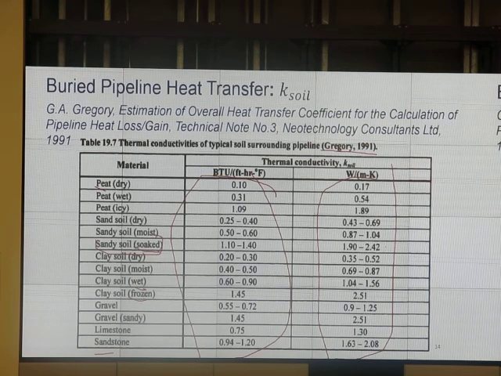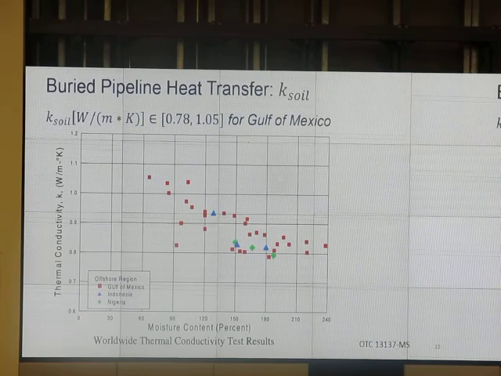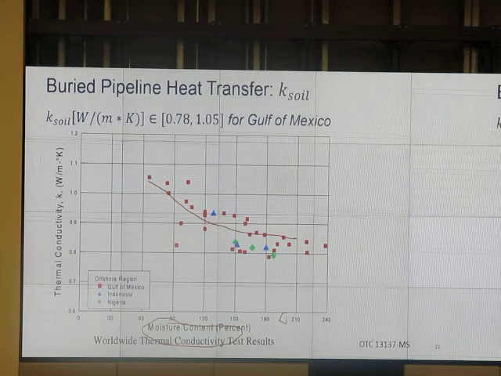Okay. So it depends on what type of soil. This is a soil around the pipeline. But what if it is a soil in the subsea? So I have to ask myself where I am at. And what is the moisture content in percentage? Do we have 200% moisture content?